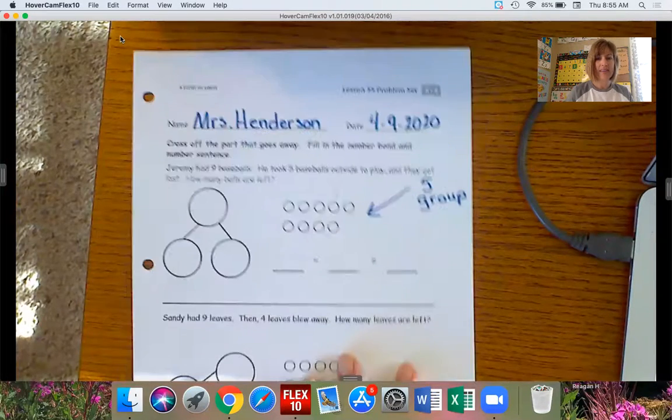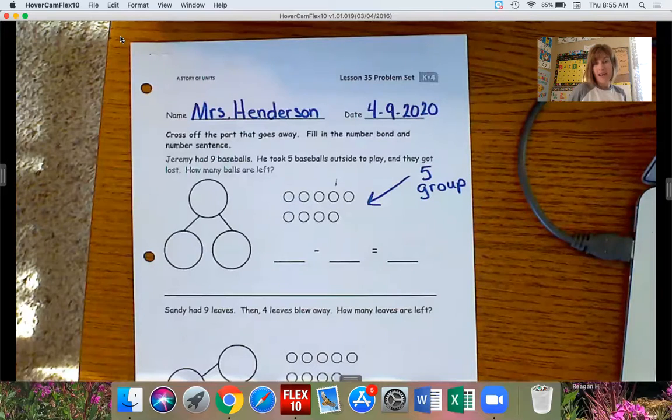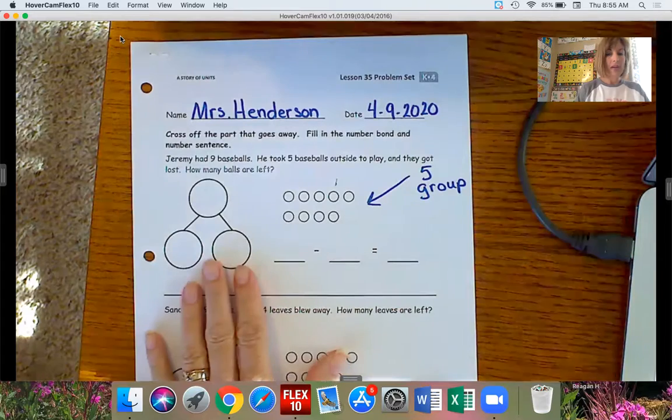All right, there we go. Okay, I already have my name and date on the paper, so you don't have to sit and watch me do that. Okay, so make sure you get your name on your paper. All right, we are still working on decomposing numbers, taking them apart, subtraction. We have our number bond.